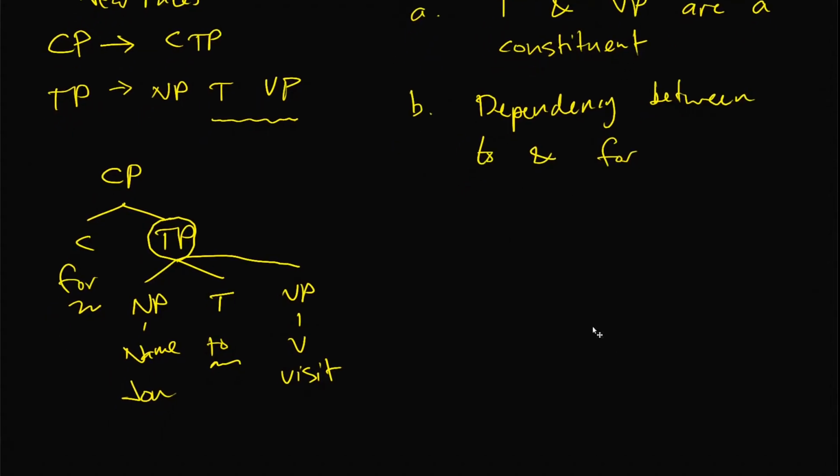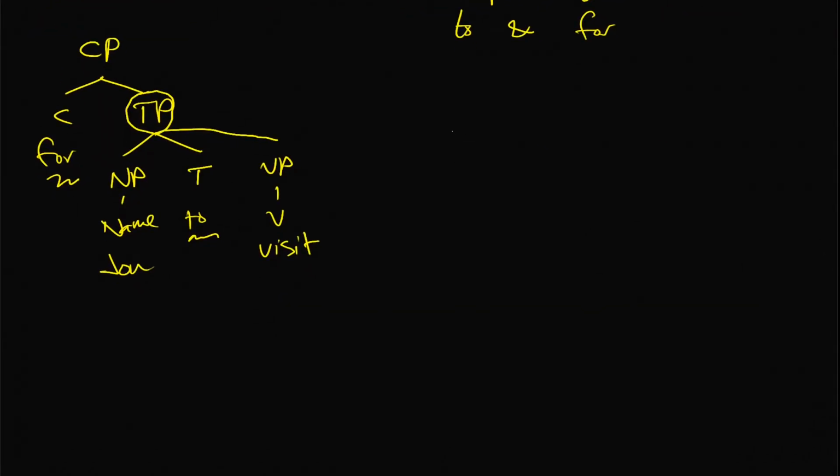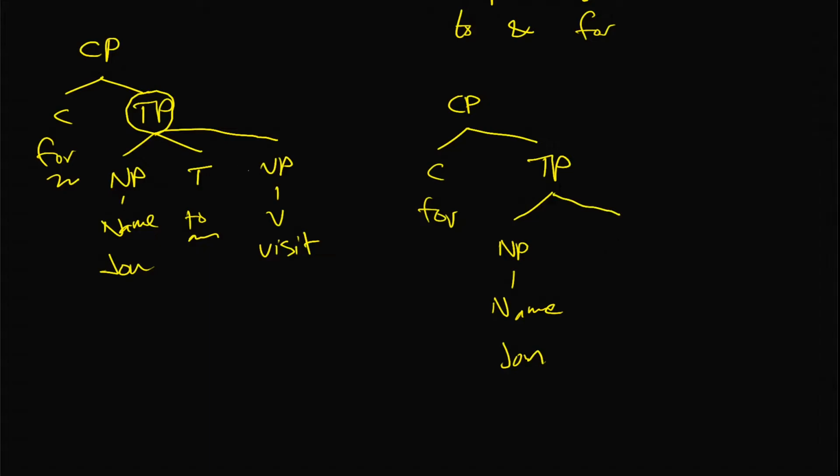So here's what I'm going to suggest. I'm going to suggest that we think of 4 as still selecting for a TP, and that TP still has a noun phrase at its left. This is the subject. But instead of having 3 branches here, I'm just going to have 2 branches. And I'm going to put a constituent here that includes both 2 and the verb phrase.